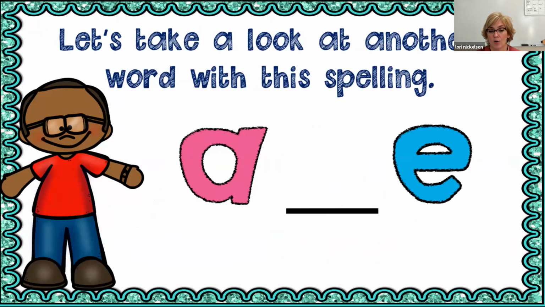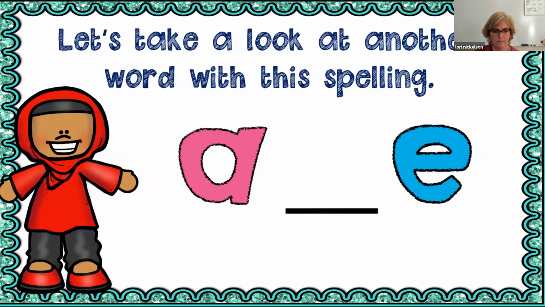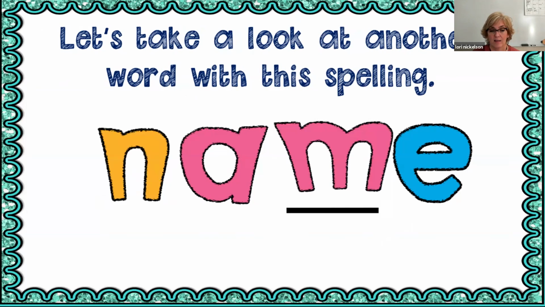Let's take a look at another word with this similar spelling. This word has 4 letters, but only 3 sounds. You hear the word bake. Remember, the A and the E come together for the A sound. Bake. You hear the B, A, and the K. Let's take a look at another word with this spelling. Name. You hear the N, the A, and the M, but not the E, because the A and the E come together.